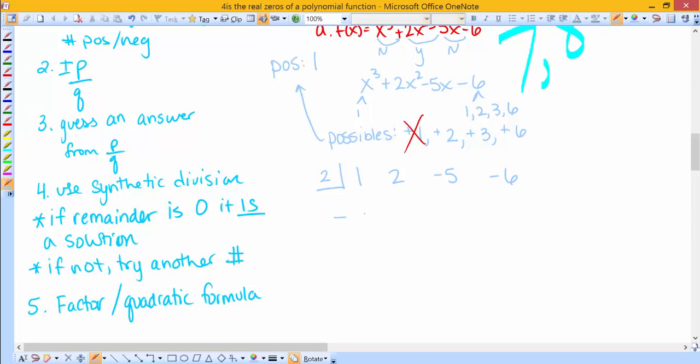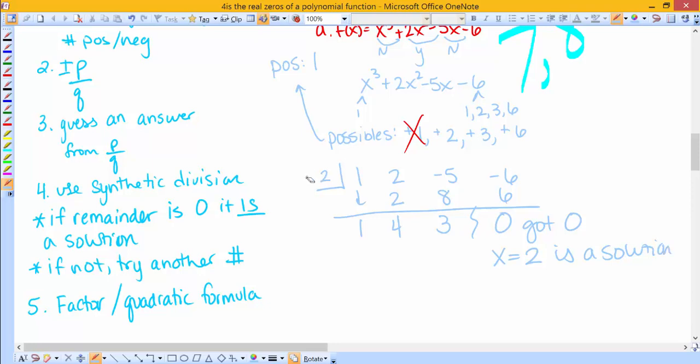So I try 2. Set this up. This is why scratch paper is good. You can just keep going. Drop the 1. Multiply, I get 2. Add, I get 4. Multiply, I get 8. Add, I get 3. Multiply, I get 6. Add, I get 0. Oh, thank you. I got 0. So I don't need to use synthetic division anymore. Since I got 0, this means that x equals 2 is a solution. That was the number I tried. I got 0. That's one of them.